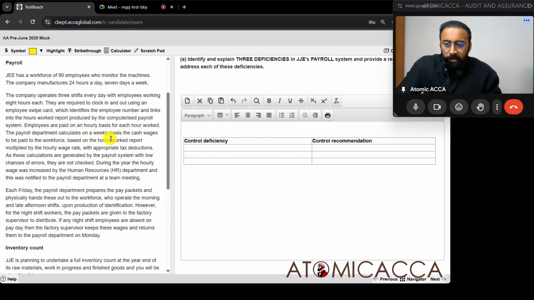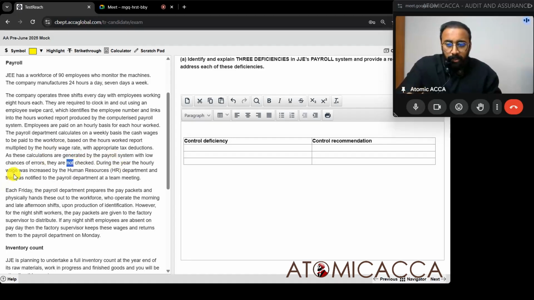The payroll department is calculating the cash wages on a weekly basis, so probably they are not doing bank transfers. This seems to be a deficiency. The hours worked report is coming from the system, then multiplied by the hourly wage rate with appropriate tax deduction. As these calculations are generated by the payroll system with low chance of error, they are not checked. Whenever you have a negative word in internal control situations, that is an error. So here we have an error.